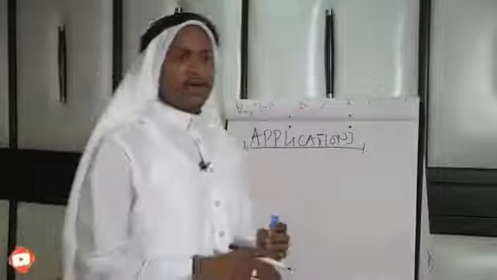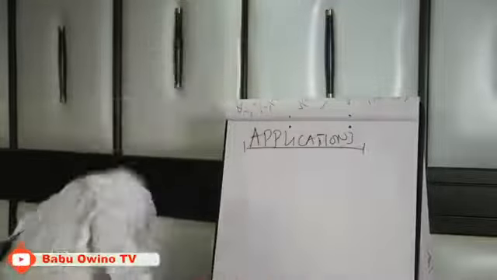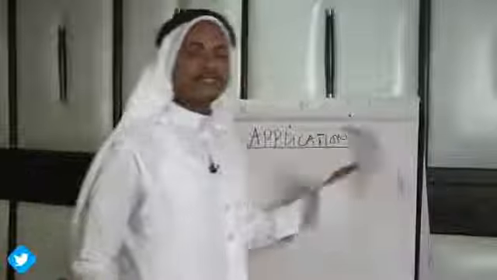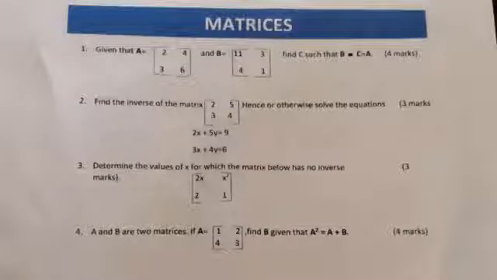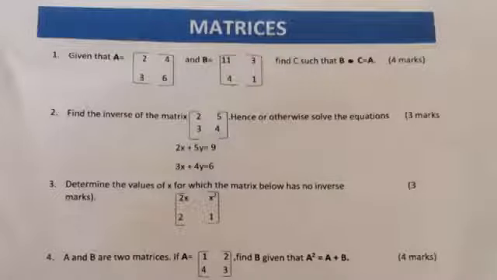So matrices can be applied. I will make reference to the questions as we solve them. The first question you are given, I will just read it aloud. A equals 2, 3, 4, 6. We just want to solve a few questions, and I tell you how they are solved. B is equal to 11, 4, 3, 1. Then the question tells you to find C such that B times C equals A.